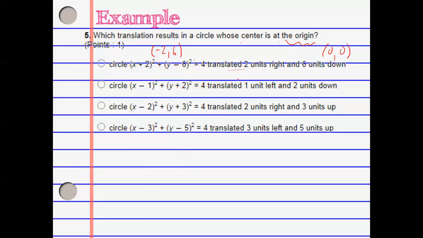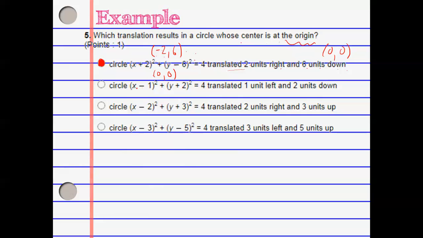So here, if we translated this circle 2 units to the right, that would be positive 2. Negative 2 plus 2 is going to make that 0. And then 6 units down, that would be 6 minus 6, so that would make that 0. So the center is (0, 0). It looks like this is going to be our correct answer, that's going to make this at the origin. Let's go ahead and check these as well, though.